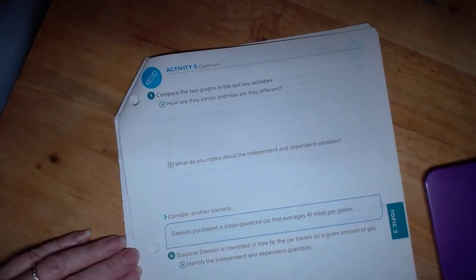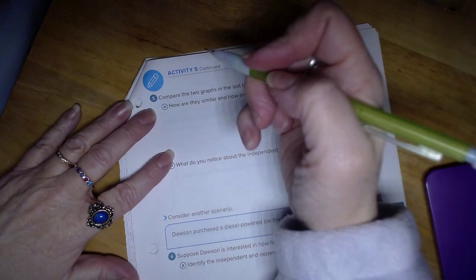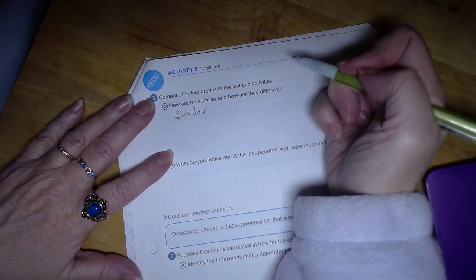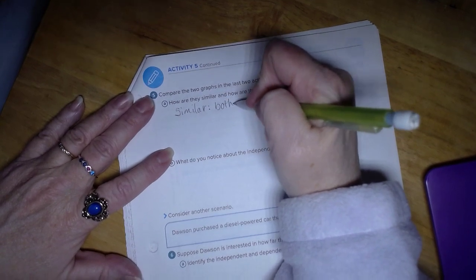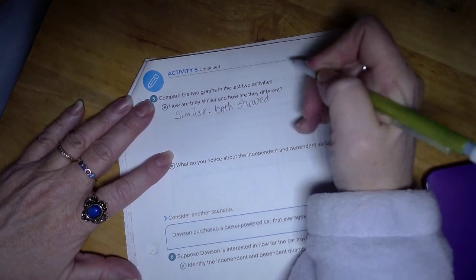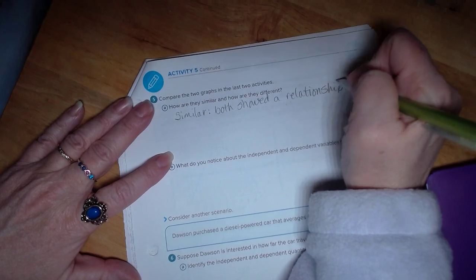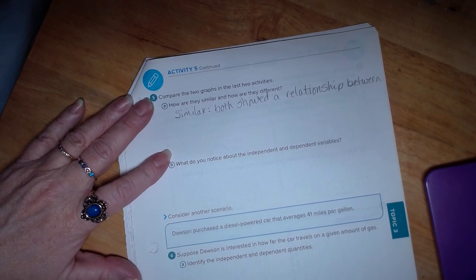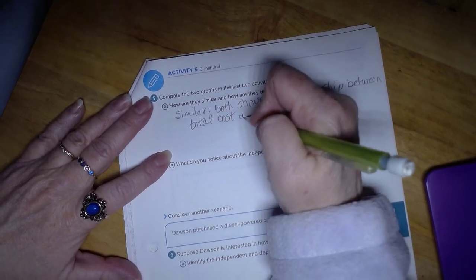Okay, so I think only one class got to this part. It said compare the two graphs in the last two activities. How are they similar and how are they different? So how were they similar? They both showed a relationship between what? What were the two things? Total cost and profit.